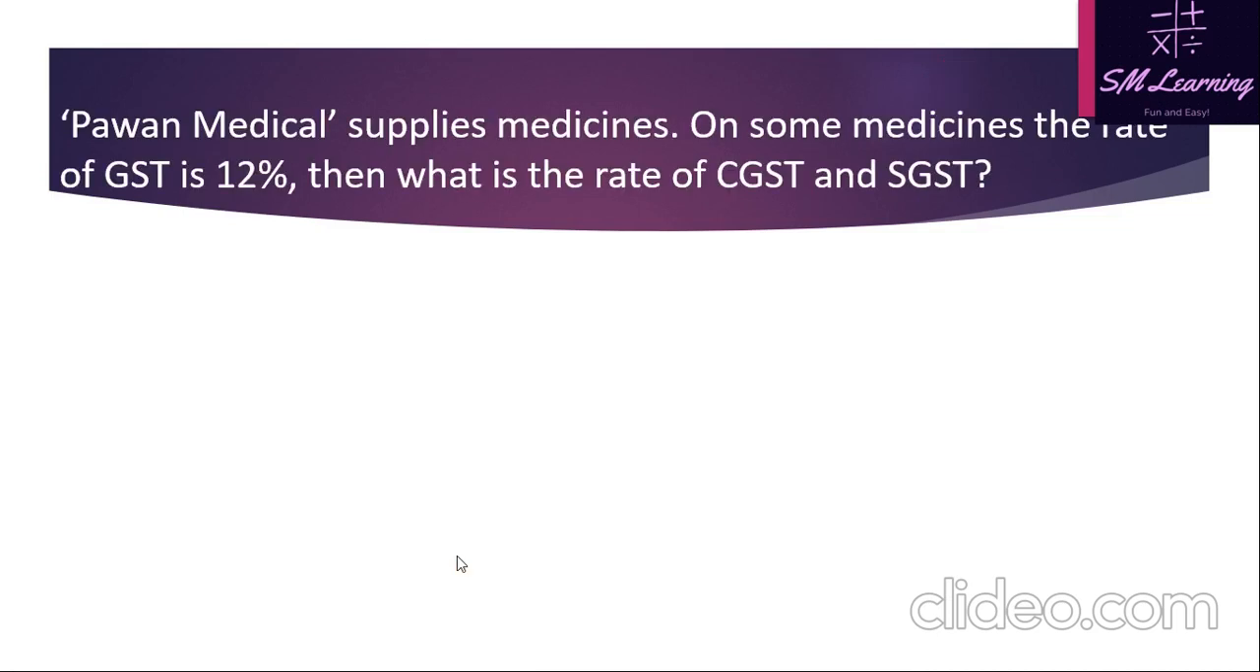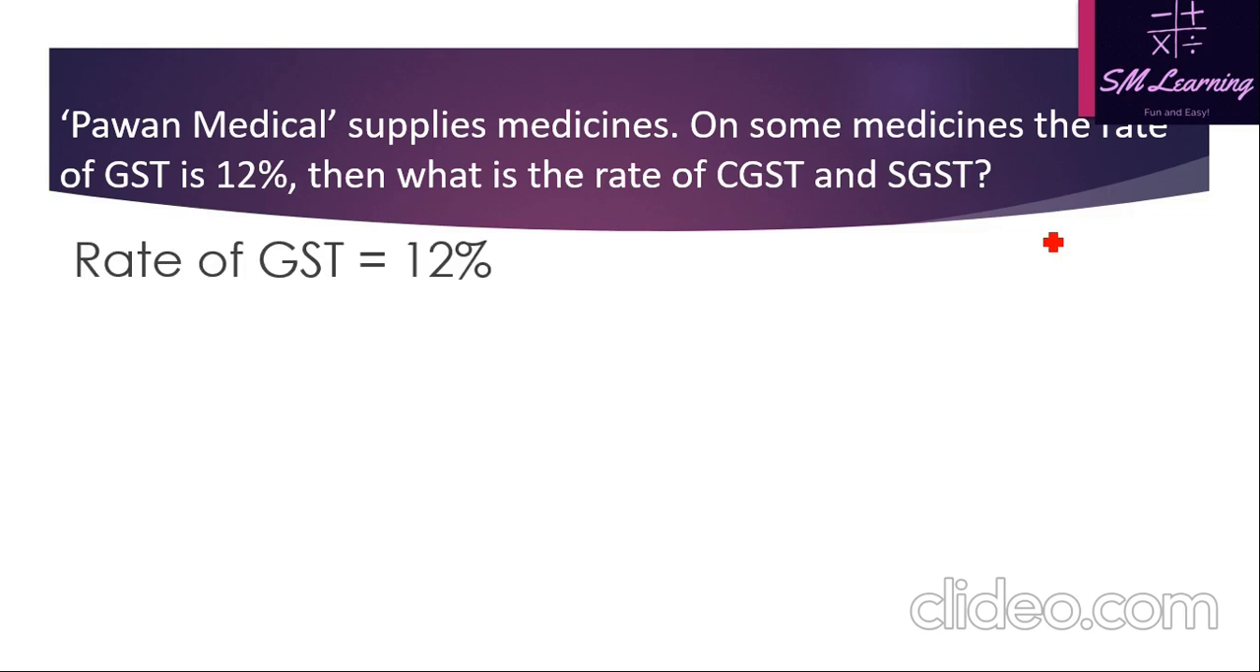Let us see the first question. Question says Pawan Medical supplies some medicines and the rate of GST is 12%. What is the rate of CGST and SGST? This is a very simple question. It comes for 1 mark. So let us see how to write this solution.